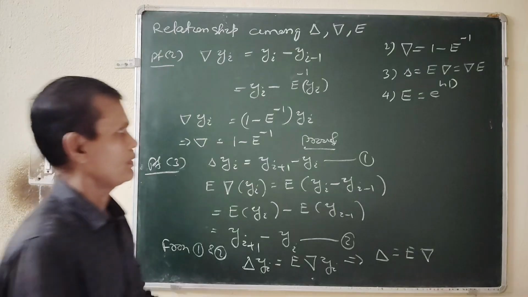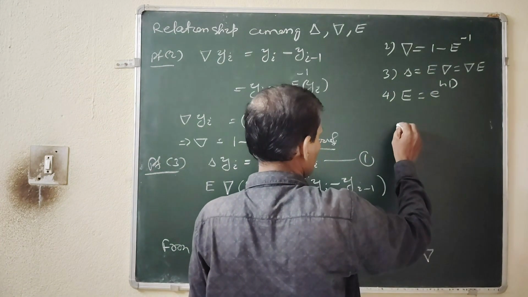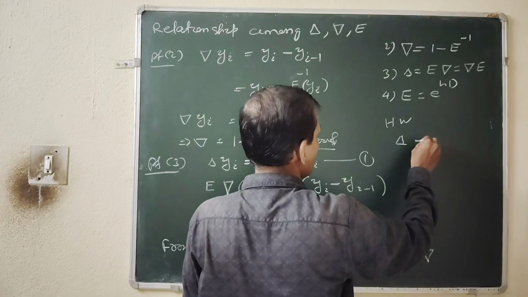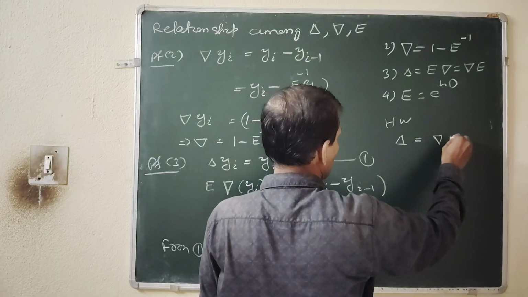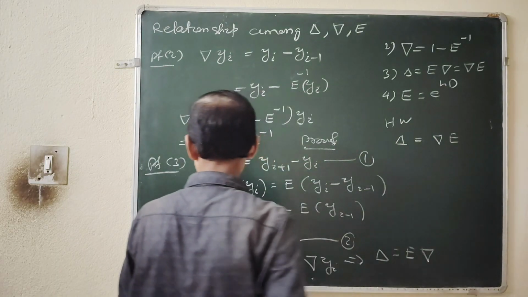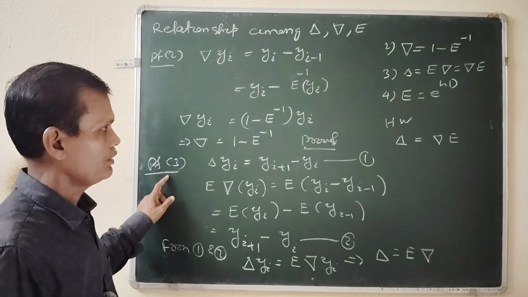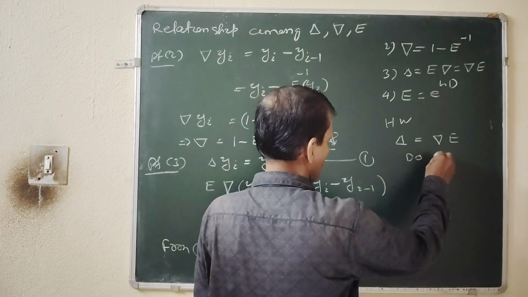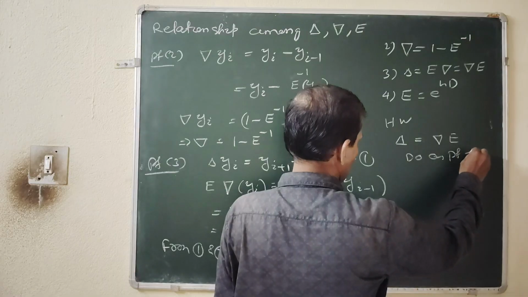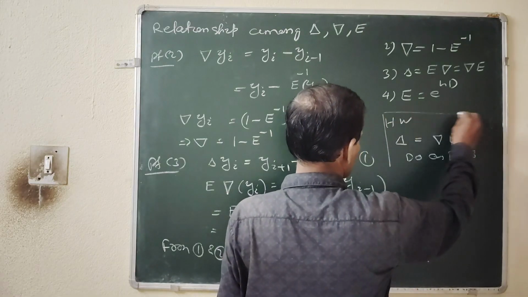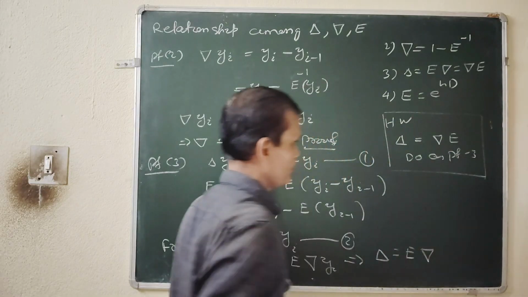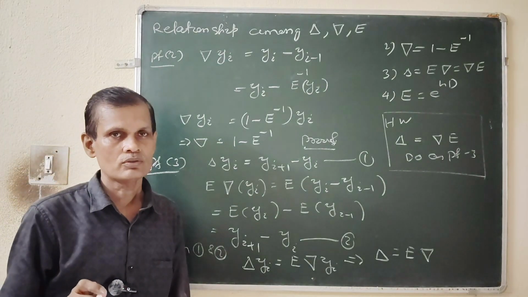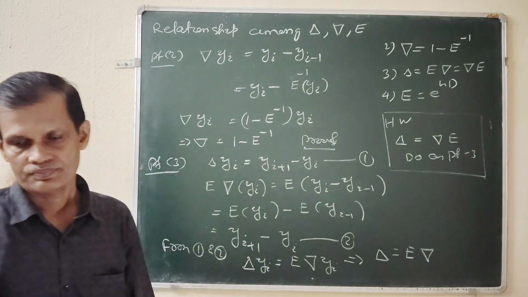Similarly, you can prove this part. It is homework: show that forward delta is equal to backward delta E. Just in a similar manner to proof 3, you do it. The suggestion is to do it as in proof 3. So this is the homework. Pause the video, try to work it out, and you will get the answer with the highest satisfaction.